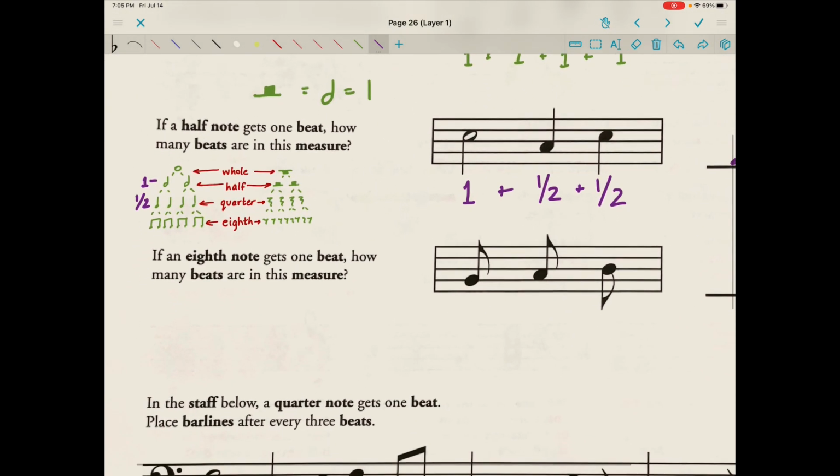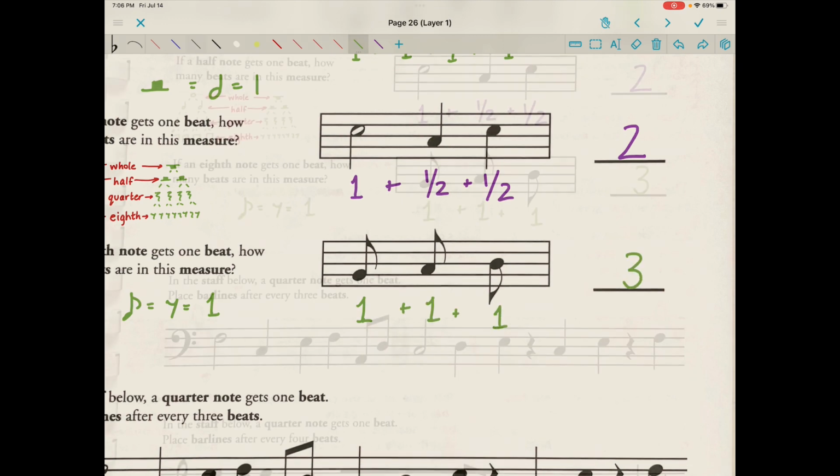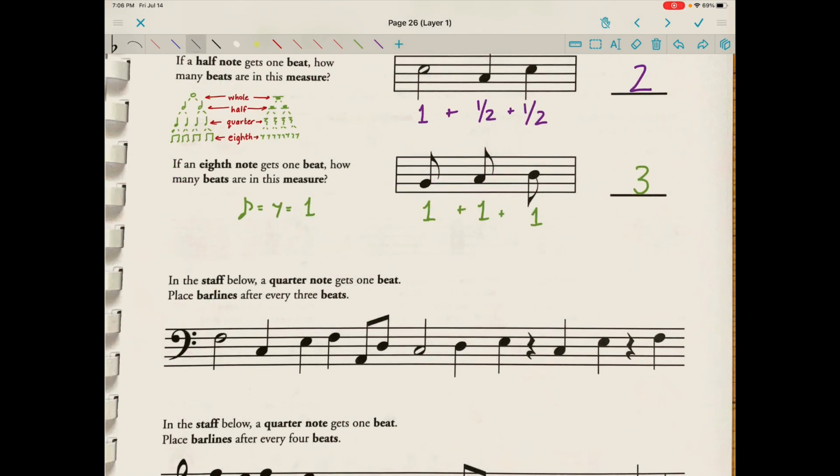If an 8th note gets 1 beat, okay, so let's just write that down, an 8th note. Also an 8th rest, these would be worth 1 beat, okay? How many beats are there in this measure? Well, he makes it pretty easy for us, right? Because they're all 8th notes. So 1 plus 1 plus 1, 3 8th note beats in that measure. Okay, getting a little more complicated.